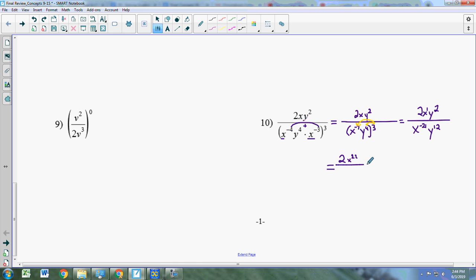We could write a y to the negative 10 on the top and then move it down, but why make the extra step if we know it's going to be, since it's a negative power, it's going to go in the bottom as is. Now, just be careful though, since it's a negative power, it would be a positive power in the bottom. Okay, so that'd be a positive 10 power in the denominator, like so.